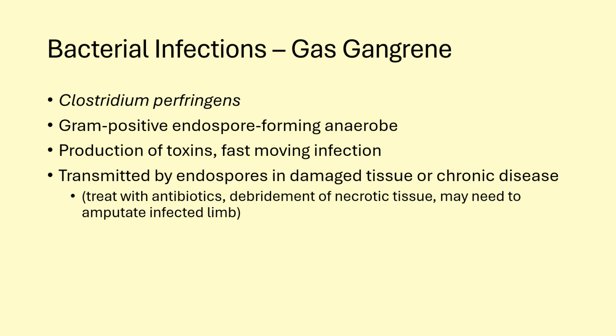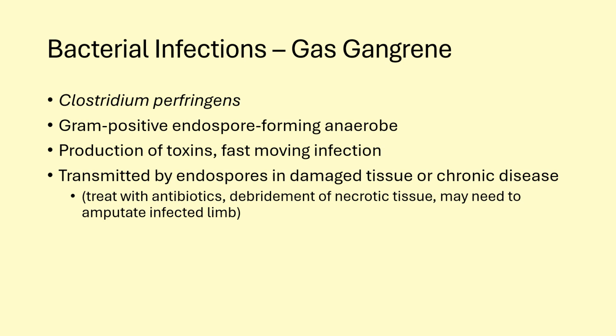Because Clostridium is an anaerobe, it's going to die if it's in oxygen, but the endospore will survive. And then when an environment becomes anaerobic, that spore is going to germinate. It does produce toxins. Gas gangrene is a very fast-moving infection.